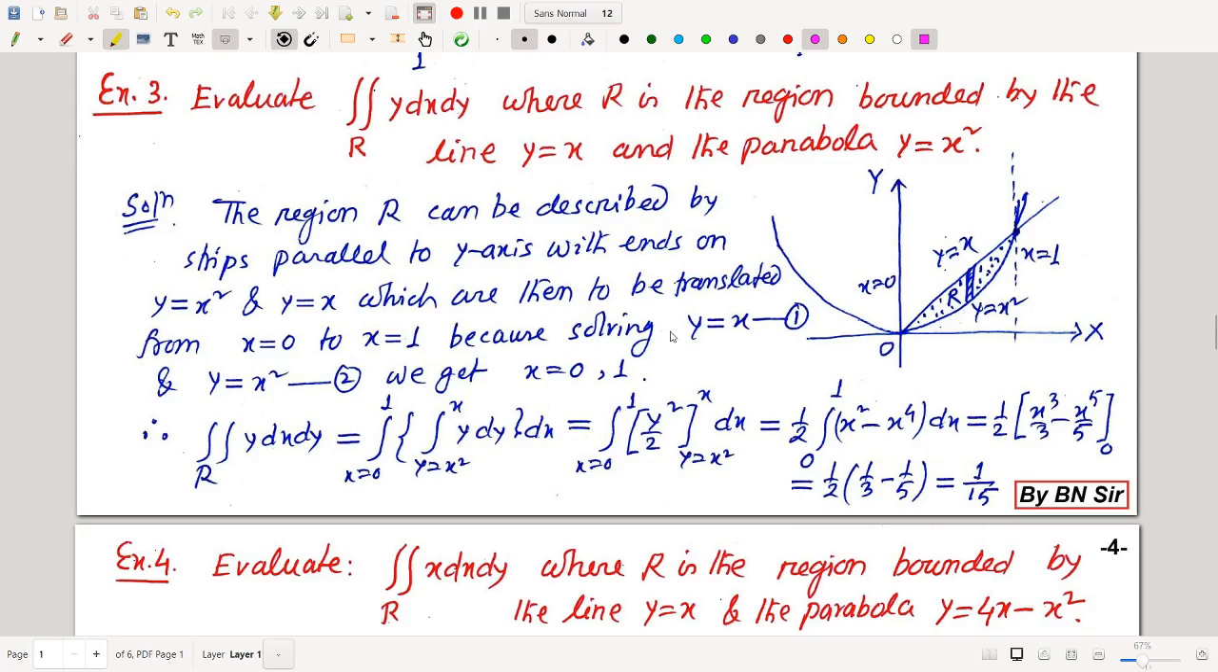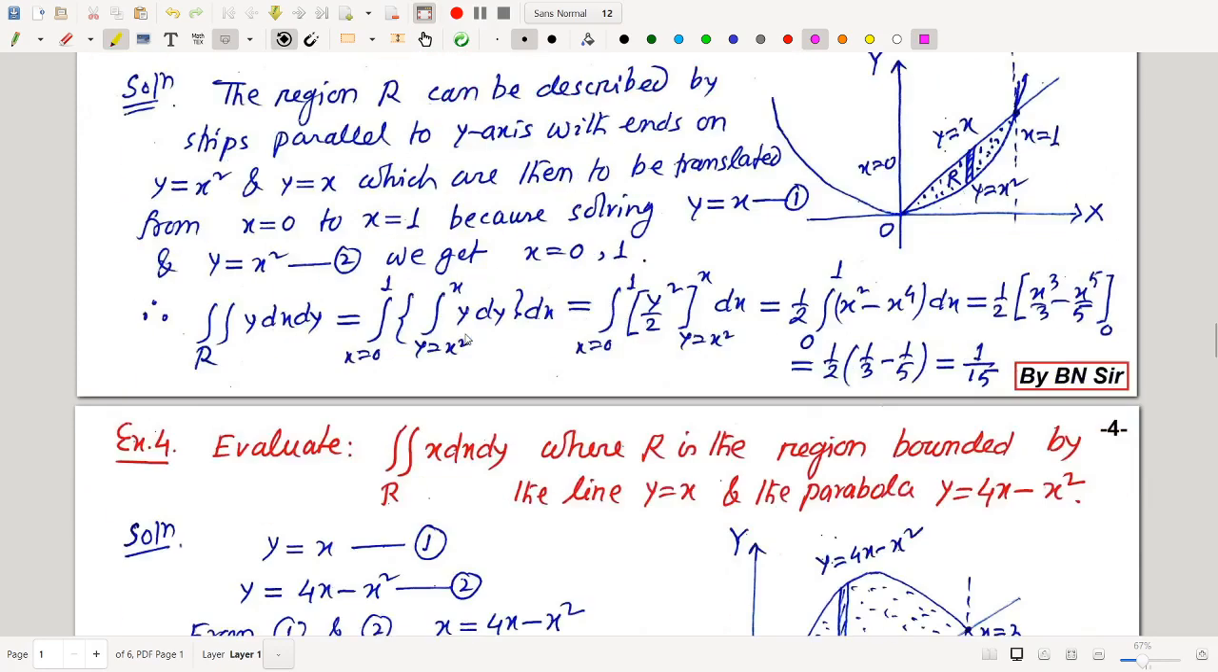If we solve y equal to x and y equal to x square, we get x equal to 0 and 1. Obviously, you see y equal to x square equal to x means x into x minus 1 equal to 0, so x equal to 0 and 1. So y equal to x and y equal to x square meet at the origin and at the point 1, 1. So that's why x equal to 0 to x equal to 1.